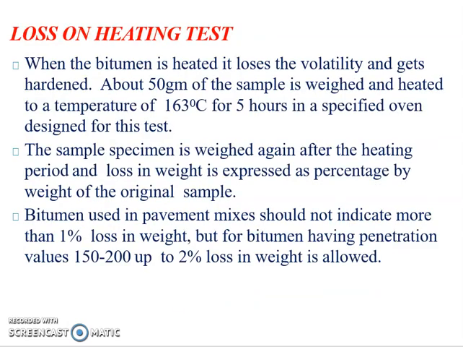Loss on heating test. When the bitumen is heated, it loses volatility and gets harder. About 50 gram of the sample is weighed and heated to a temperature of 163 degrees centigrade for 5 hours in the specified oven designed for this test.